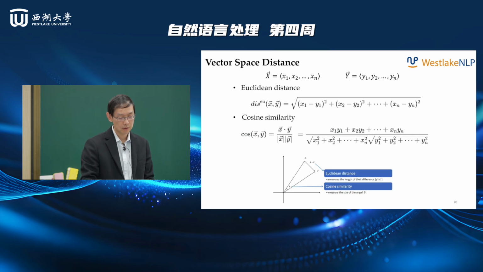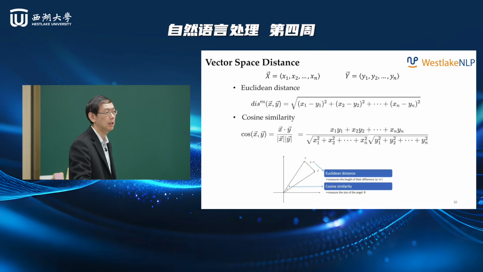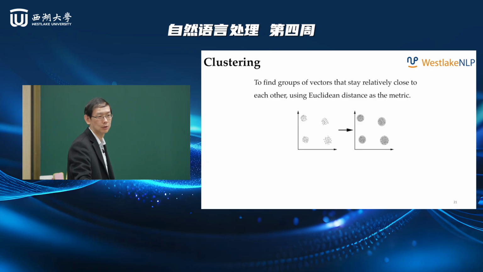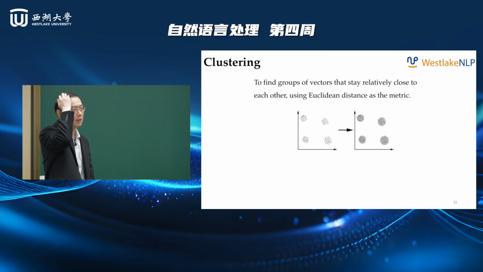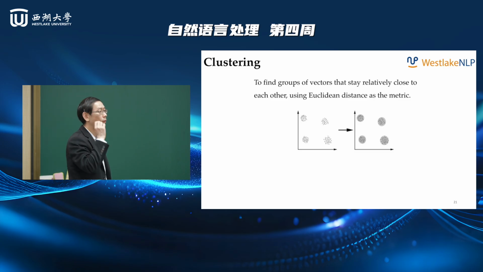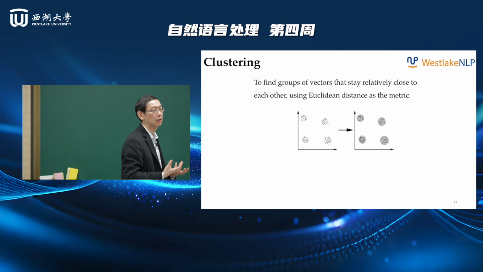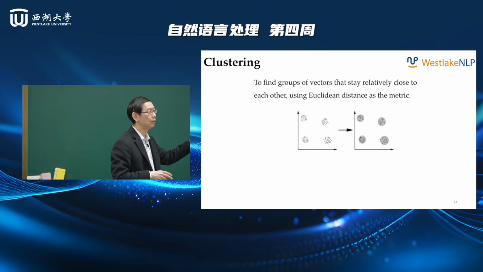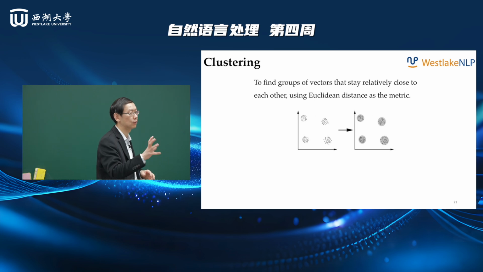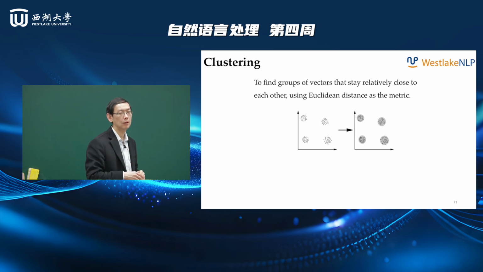Those are the distance issues. When you have a distance measure, an important task you can do is to cluster documents. I have a group of documents, and I want to put them into different themes. Maybe one group of documents are sports news, another group are finance news, another is political news.